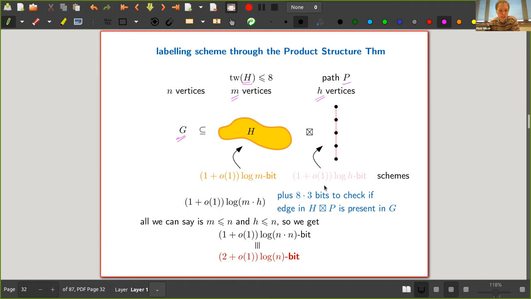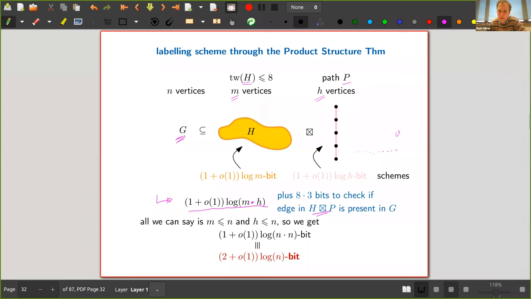So just concatenating these two labels from these two schemes, you get a legit labeling scheme of the product. Concatenating the two labels, it would result in this length here. The plus becomes a product under the logarithm, and this is all good for G itself, except the fact that we are dealing with a subgraph situation here. So not necessarily all the edges from the product are present in our graph G, but this is relatively easy to fix. This comes from the fact that in the bounded treewidth situation, you can not only detect an edge, but you can orient the edge.